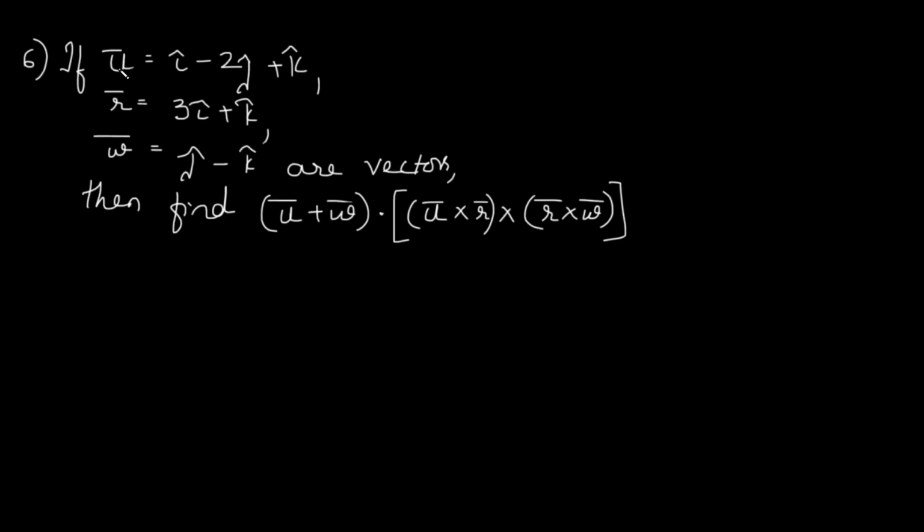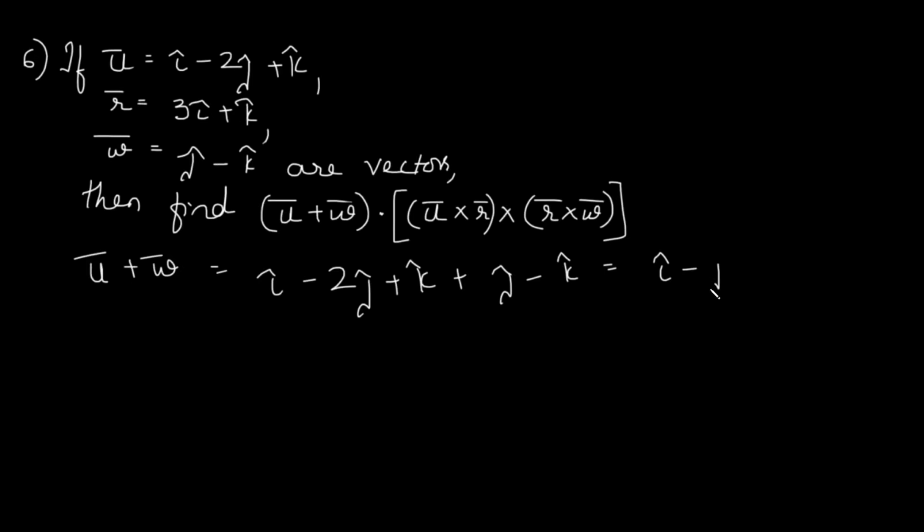Now in the sixth question, they have given us 3 vectors U, R and W. You have to find U plus W dot U cross R cross W. So here first of all, what is U plus W? When we add I minus 2j plus k plus j minus k, we get I minus 2j plus j, which gives us minus j, and k minus k gives us 0. So this becomes U plus W.